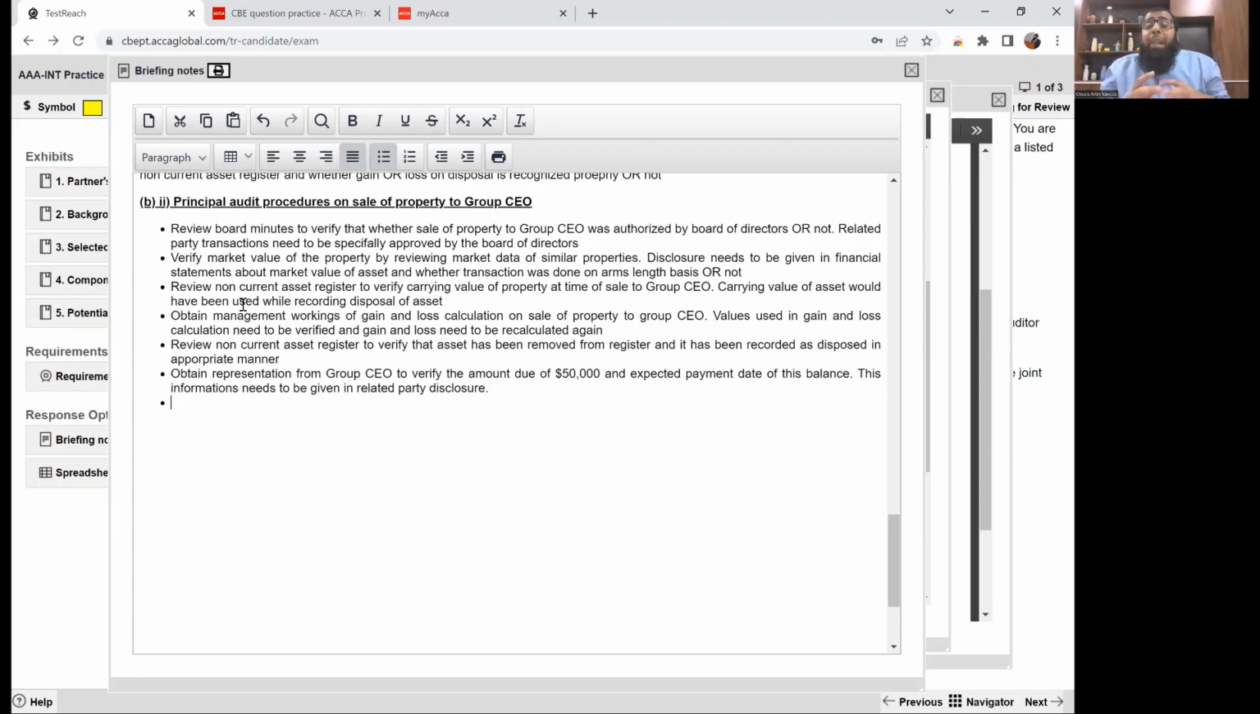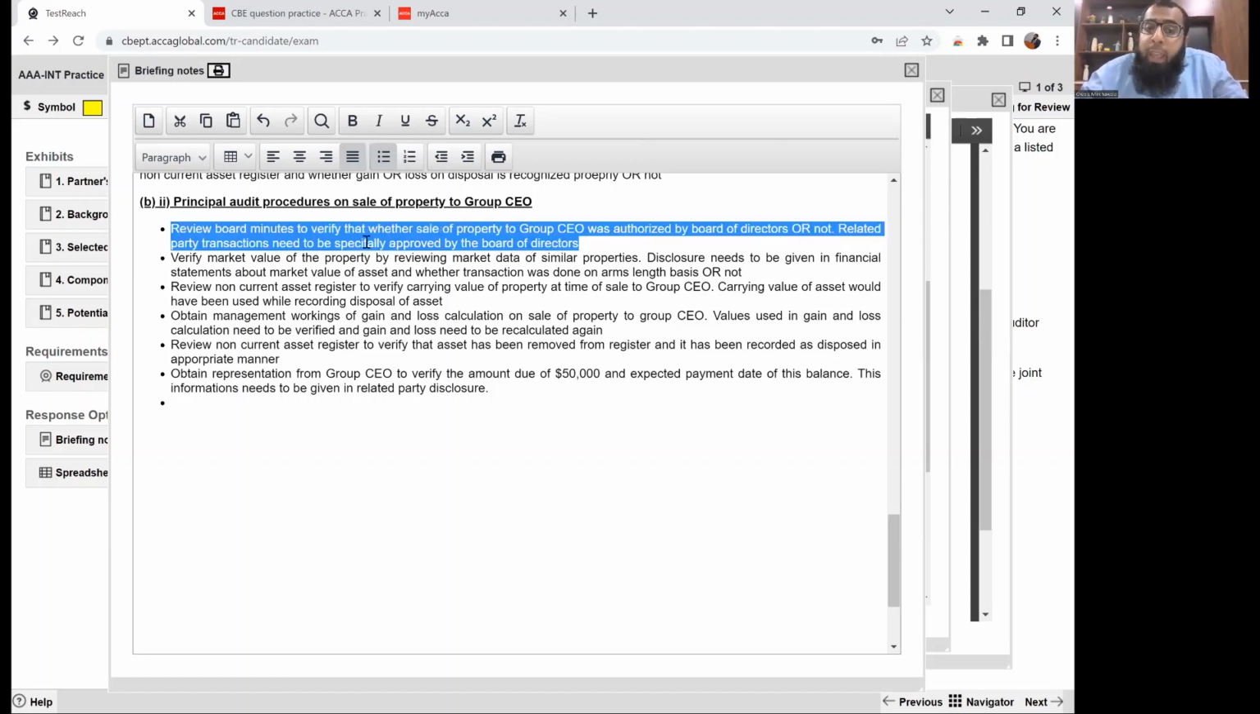So basically what I'm trying to say is, many students ask me, sir, while we develop the procedures, we get stuck. So whenever you are writing the procedures, just think about what the transaction is about and how it will be shown in the FS. Just open the treatment in your mind and the procedures will start coming. Since it's a related party transaction, it must be approved by the board.